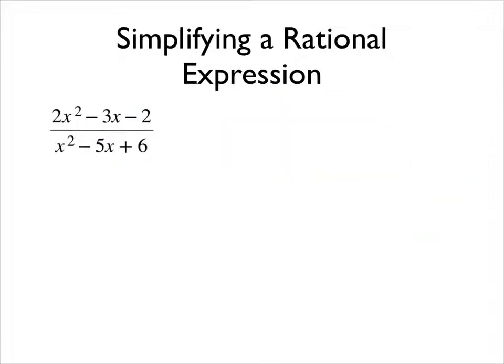Okay, so this one we have a trinomial on the top and a trinomial on the bottom. So we're going to factor the numerator. I want factors of negative 4 that add up to negative 3. So factors of negative 4 that add up to negative 3 would be negative 4x and positive 1x. So now I'm going to factor by grouping. Take out a 2x here, leaving x minus 2.